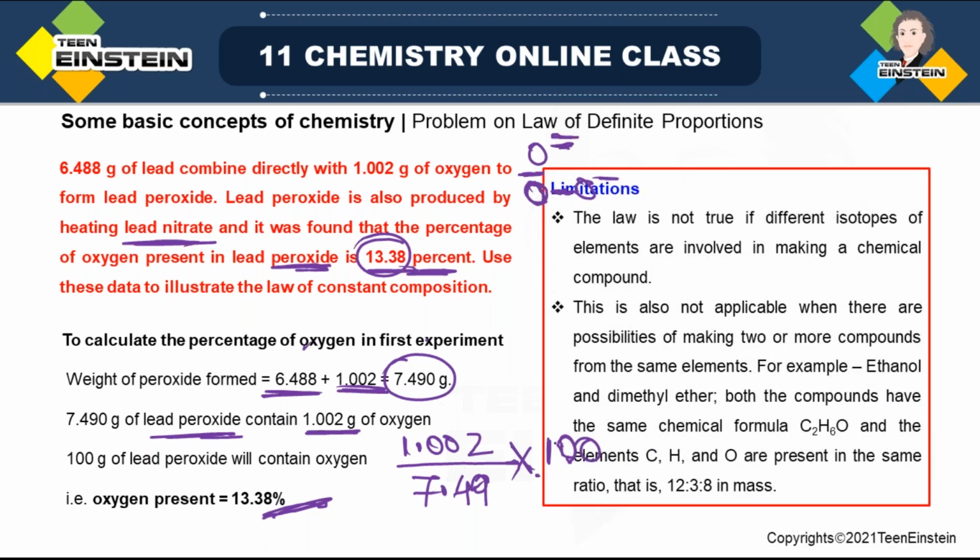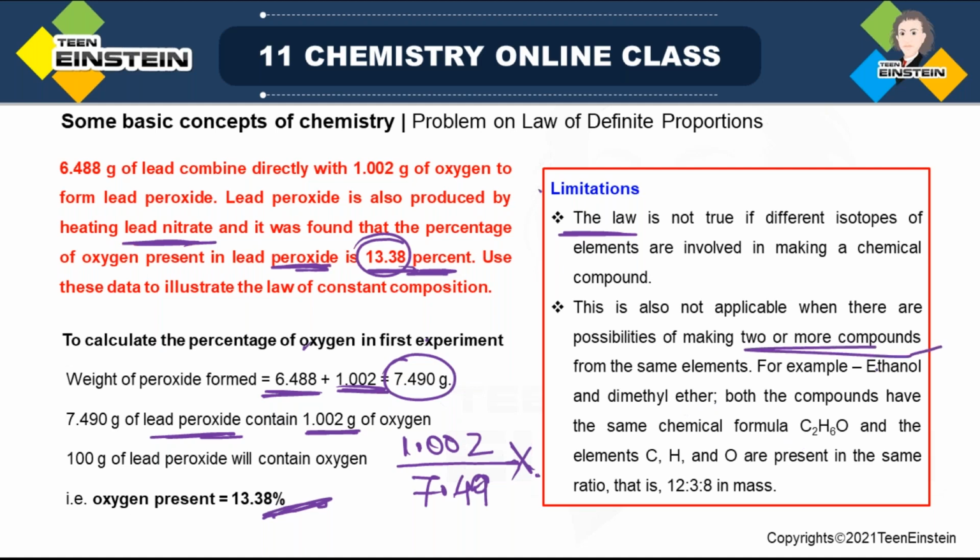So there are some limitations for this law. In the first slide, where we saw all the laws of chemical combination, we saw a common limitation regarding isotopes, but this limitation is different. The limitation you are seeing now is only for the law of definite proportion. This law is not true if different isotopes of elements are involved. This is already mentioned 2 to 3 slides before. Now the other limitation, which is also only for this particular law: this law is not applicable when there are possibilities of making 2 or more compounds from the same elements.